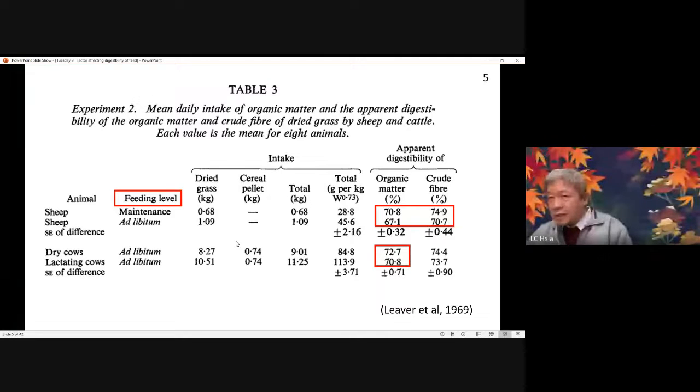Anyway, in the chart you can also see that maintenance is lower digestibility. That is also related with feed intake.